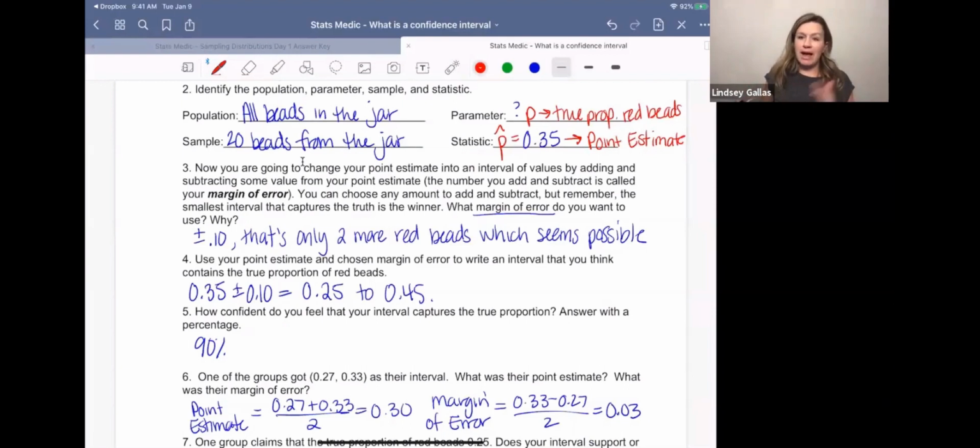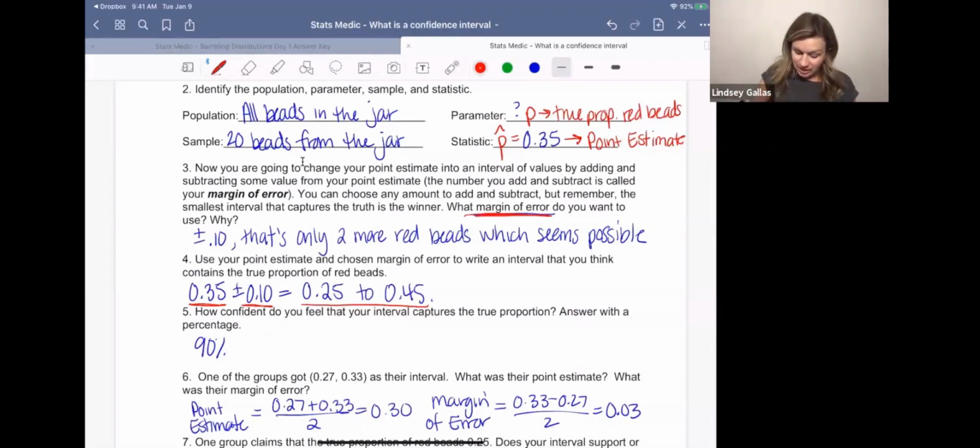So this number that we're adding and subtracting, or that we're using to go out from our point estimate, is called a margin of error. All right, so then we use our point estimate and margin of error to create an interval. So I have on mine for number 4, I've got that 0.35. You should have that as well. But then you're going to add and subtract whatever you decided as your margin of error. So I did 10%, which gave me an interval of 0.25 to 0.45.